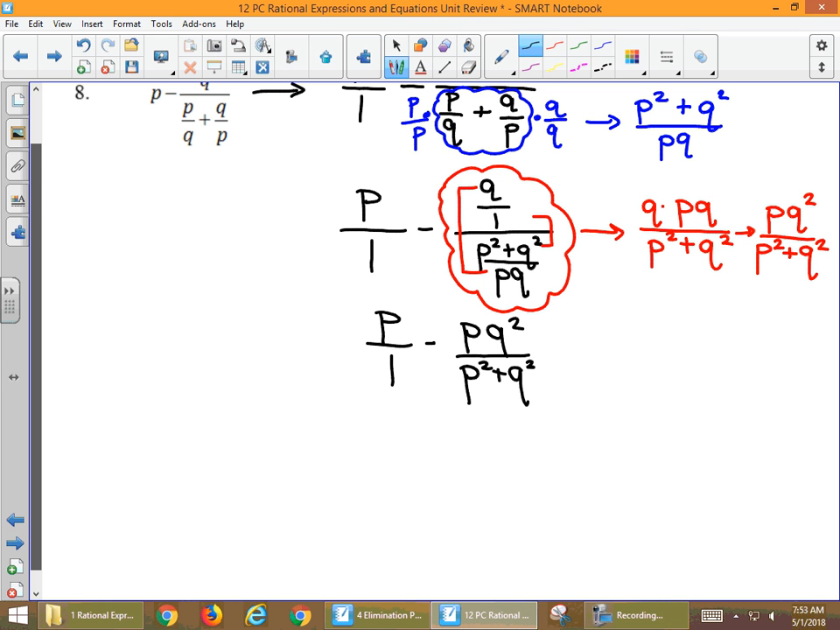So now we can do the subtraction. Now we have a single fraction minus a single fraction, and our common denominator is going to be P squared plus Q squared. So that's what I need to multiply my P over 1 by.